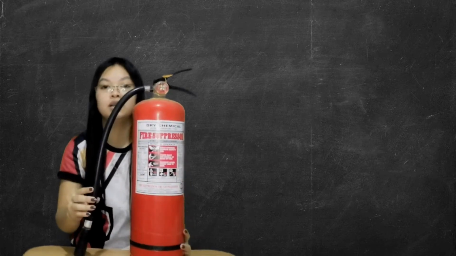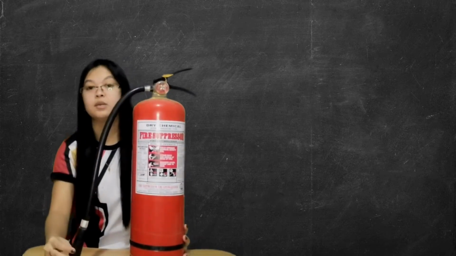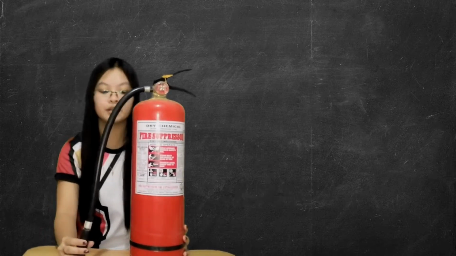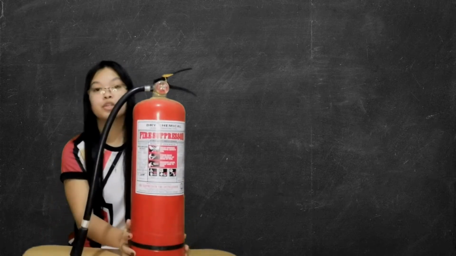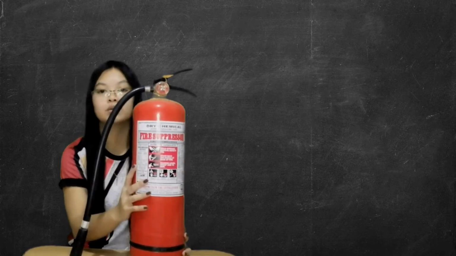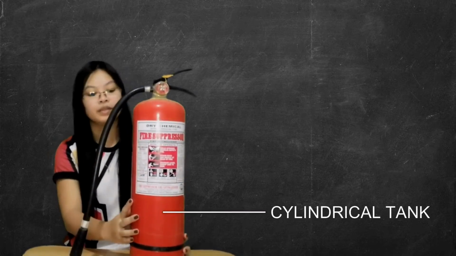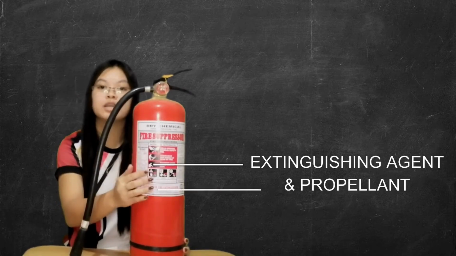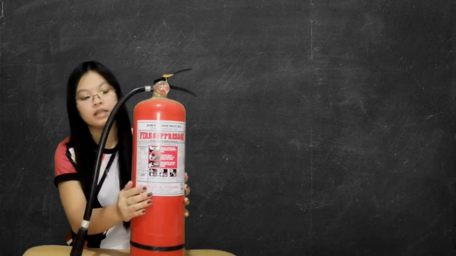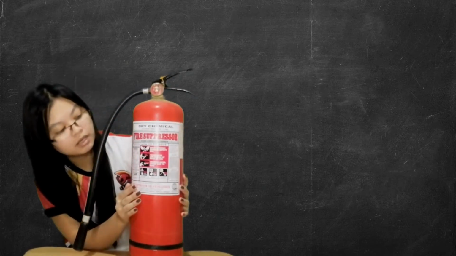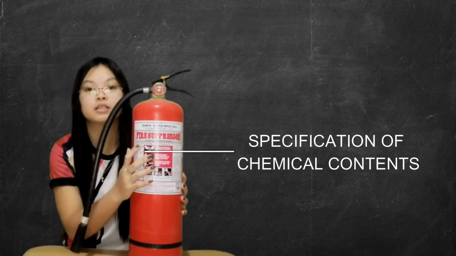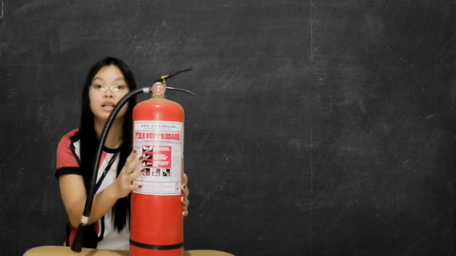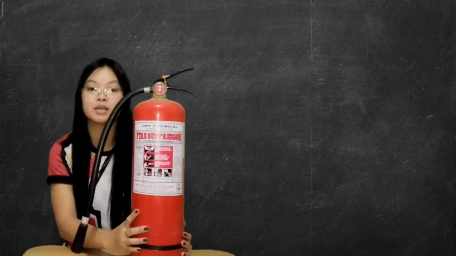we call the hose, and then the tip of the hose is what we call the nozzle or the horn, and this portion is what we call the cylindrical tank, and then inside the tank is what we call the extinguishing agent and the propellant, and it also indicates the specifications of the chemical contents of monoammonium phosphate of this model ABC dry chemical fire extinguisher.